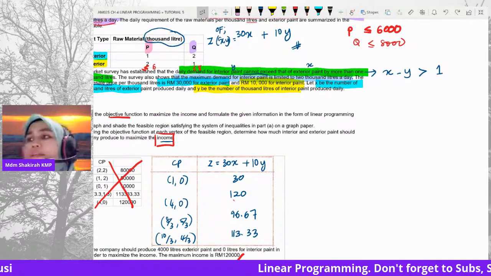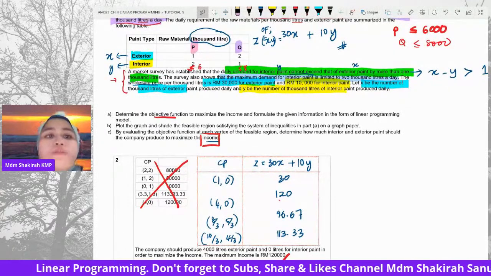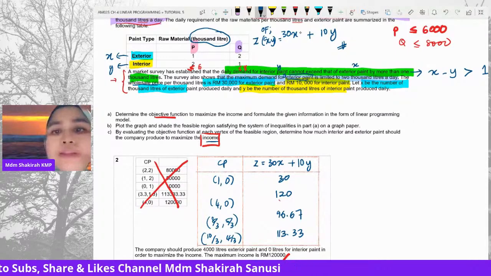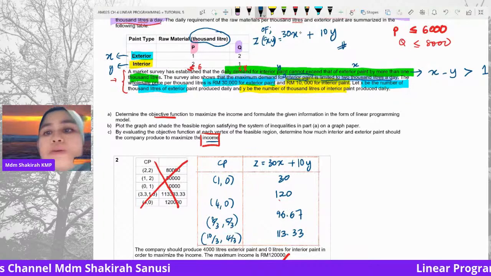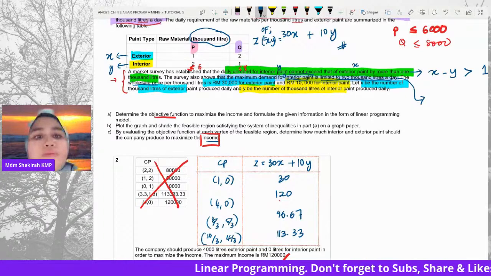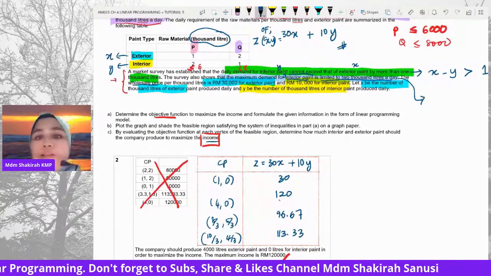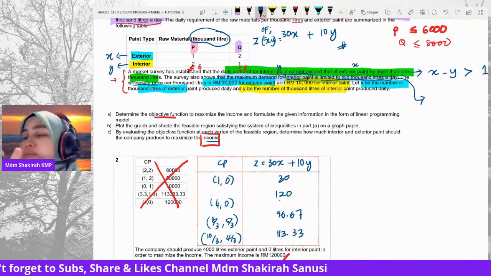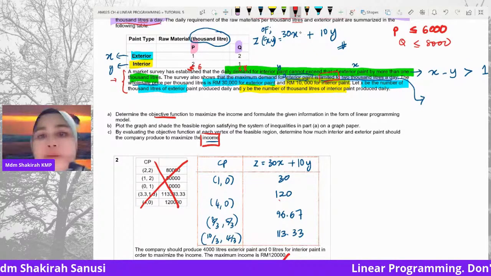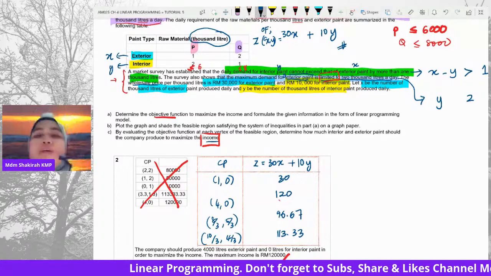Okay? Jelas? Okay, next. The survey also shows that the maximum demand for interior paint is limited to 2000 liters a day. So dia cerita pasal Y kan? Maximum demand. Dia limited. Okay, ada beberapa perkataan sebenarnya awak nak jelas kat sini. You ada Y. Okay, you ada 2000. Okay, 2000 kita tak akan pakai 2000, kita akan pakai nombor 2 sahaja.